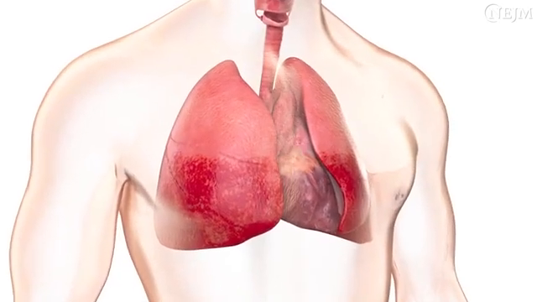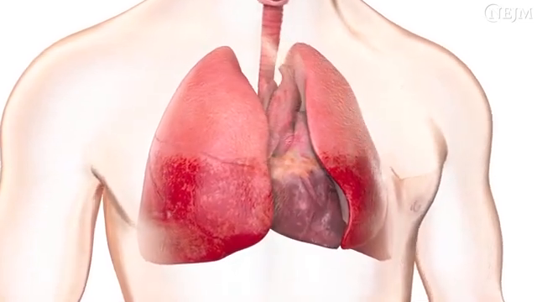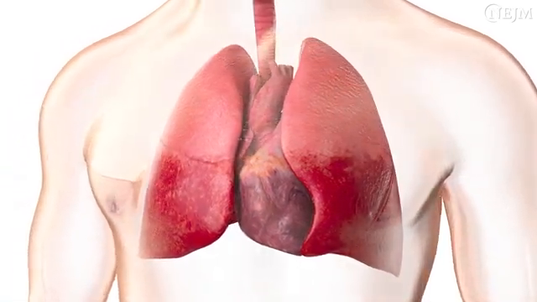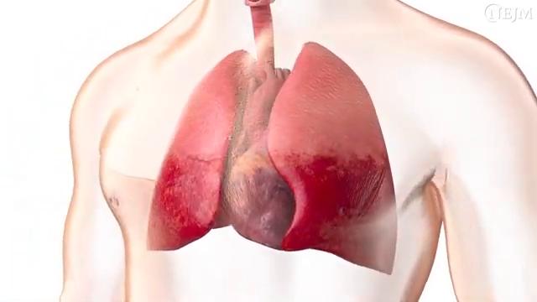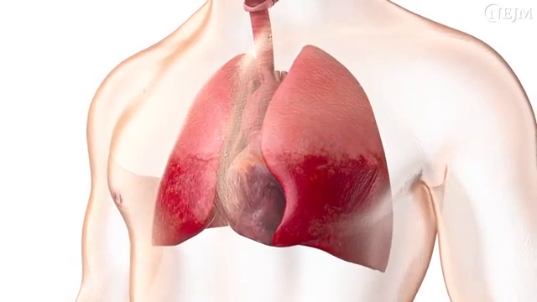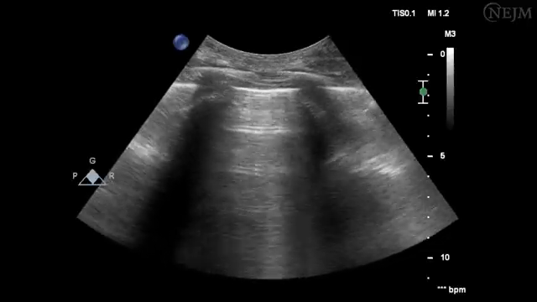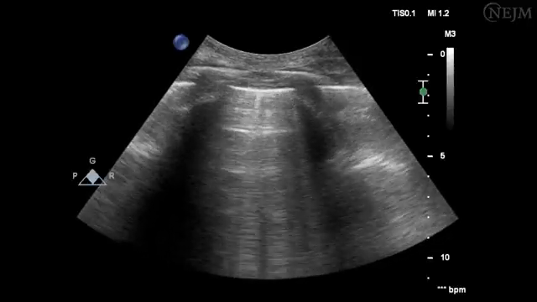Pulmonary edema is caused by an increase in pulmonary vascular permeability, which can occur in several conditions, including heart failure. Unlike pneumonia, edema typically is found symmetrically at the lung bases owing to gravity. Lung ultrasonography typically shows B lines as well as a smooth anechoic pleural line.